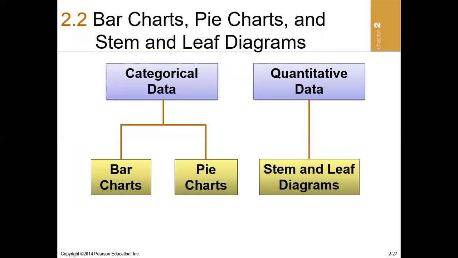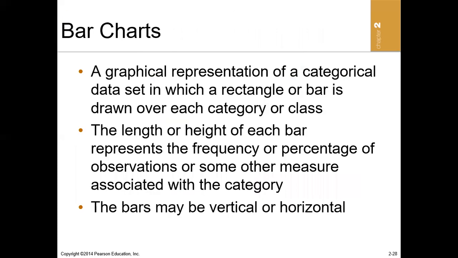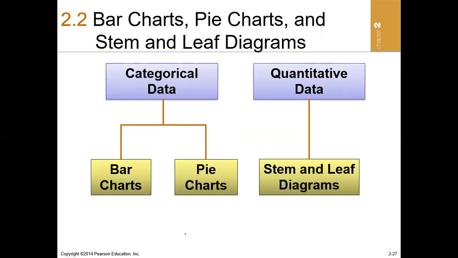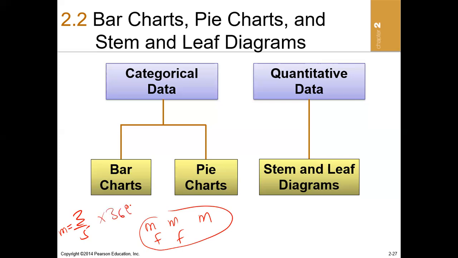Now, bar chart and pie chart, they are normally used for qualitative or categorical data. The reason is that if I have male, female, and male, and I want to draw a diagram for this, I have 3 out of 5 in terms of male. There are 3 out of 5 of the total times 360 degrees. This will help me draw a pie chart.